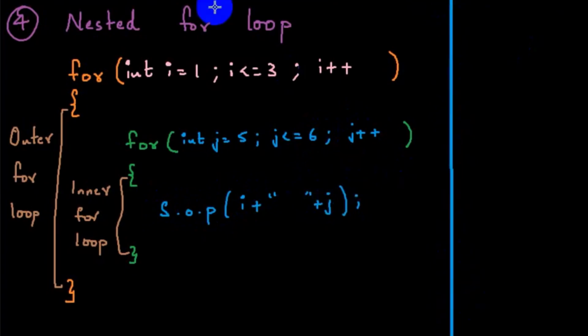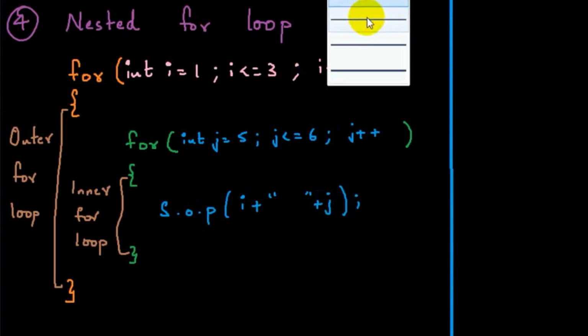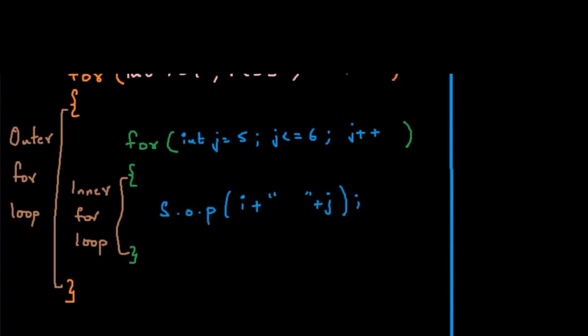Sir, what will be the output, sir? What will be the output? I will tell you in the most beautiful manner. Rule number one. Okay, what is rule number one? The i value will get initialized. That is rule number one.